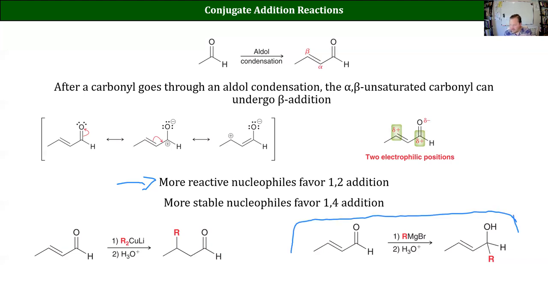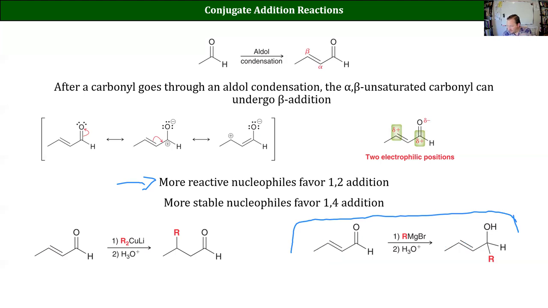So 1,2 addition would look like this. We're going to be reducing the carbonyl and adding an R group to the carbonyl carbon. If we ignore the double bond, this looks like one of the first reactions that we learned for aldehydes and ketones, right? If we put an aldehyde or ketone with a strong nucleophile, it can reduce that carbonyl and attach a nucleophile to that carbonyl.